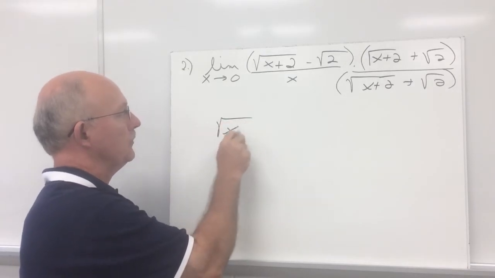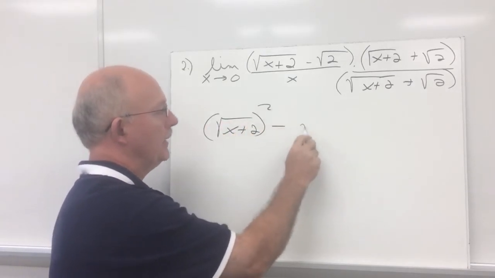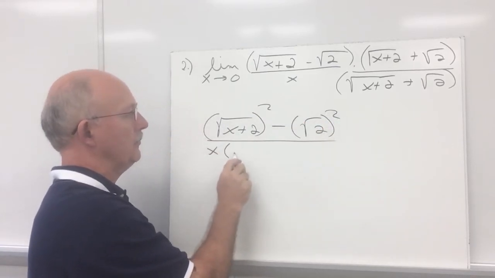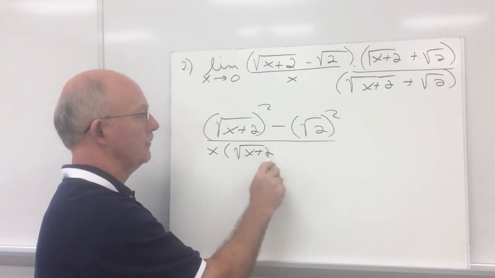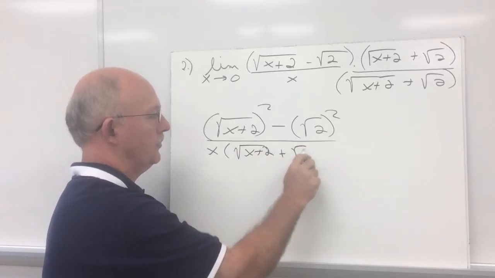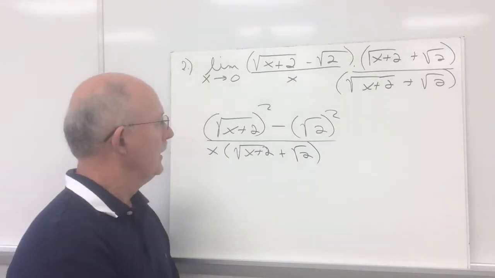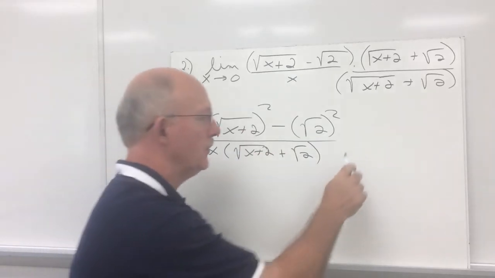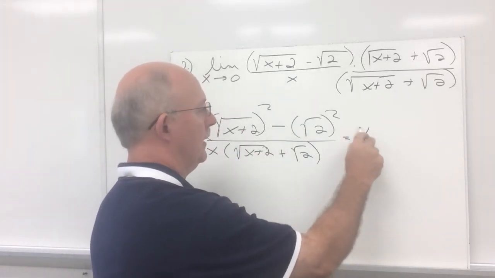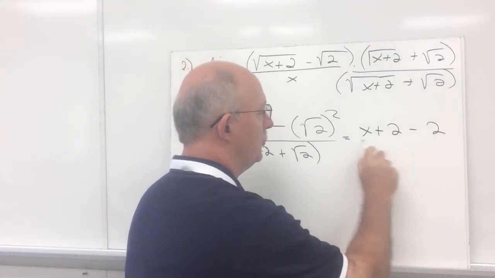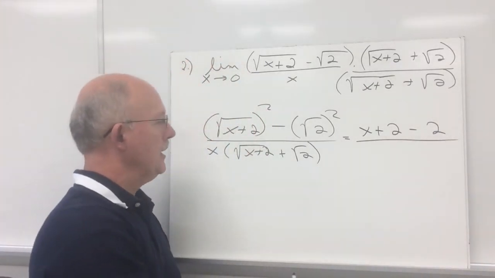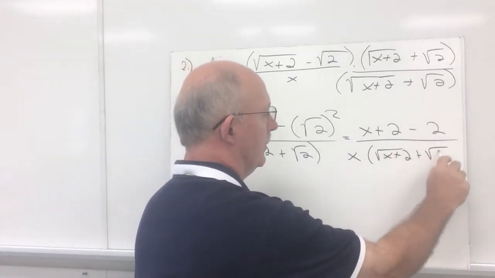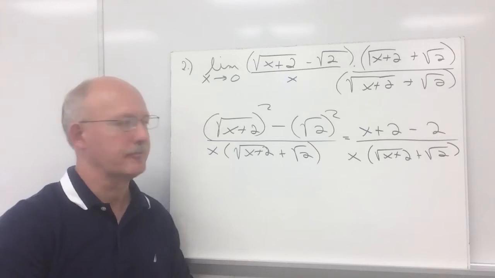So this will be the square root of x plus 2 squared minus the square root of 2 squared, all divided by x times the square root of x plus 2 plus the square root of 2. Simplifying it further, removing both of these radicals when you square them, this will give us x plus 2 minus 2 in the numerator. In the denominator, we still have x times the square root of x plus 2 plus the square root of 2.